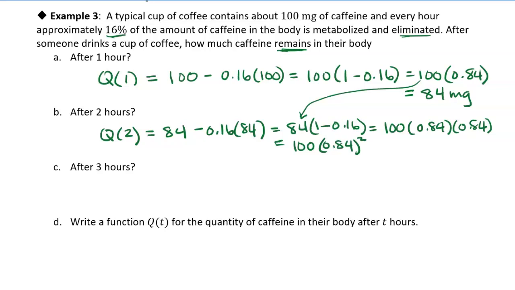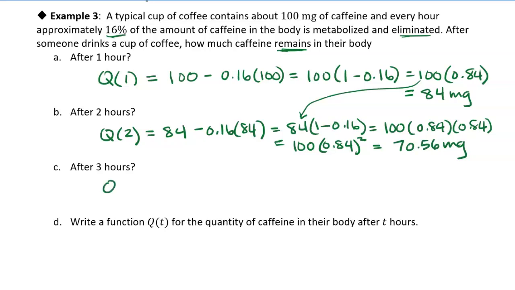I'm just writing this out. I could have calculated it right off the bat, but I want you to see where the exponential is coming in. So when I put that into my calculator, I got 70.56 milligrams. That's how much should be in the body after 2 hours.